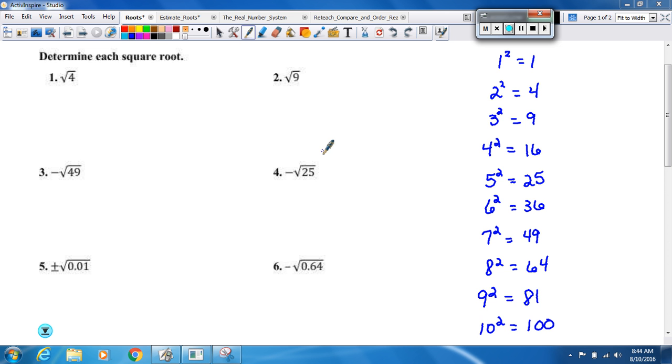In order to determine a square root, we have to make a list of squares to begin with. So 1 squared means 1 times 1 is 1, 2 times 2 is 4, 3 times 3 is 9. So I made a list like that going all the way down.